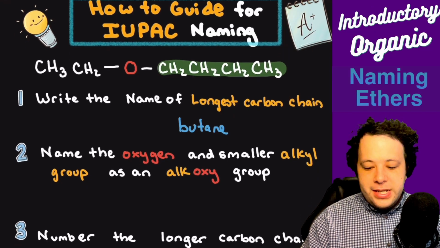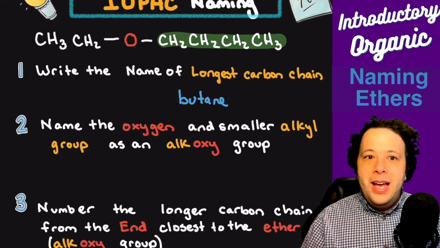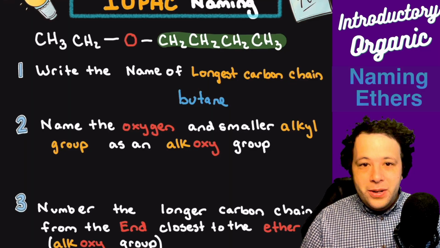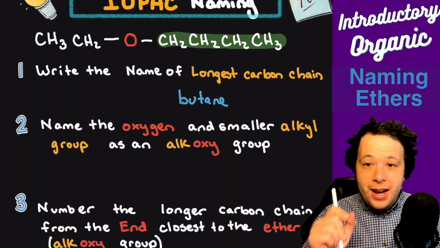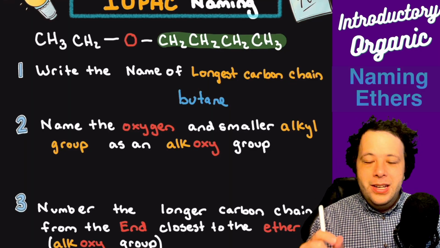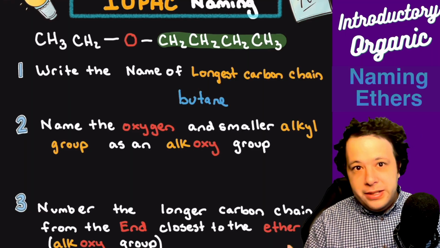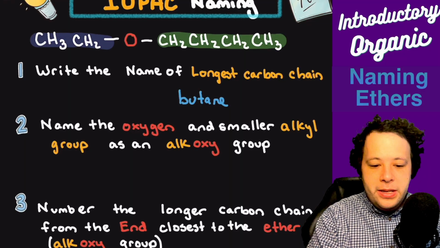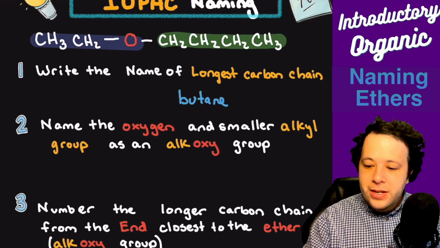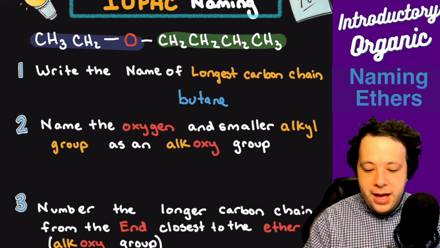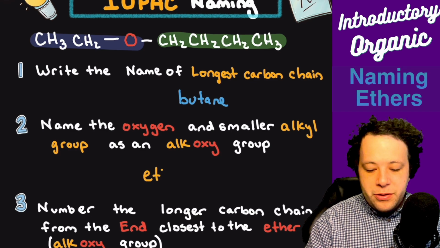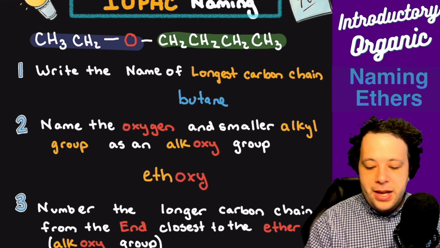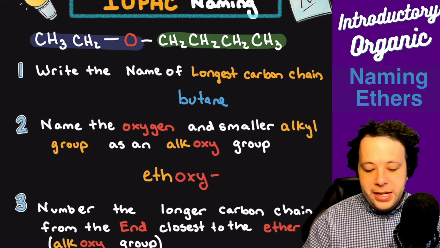Okay, so the next step says name the oxygen and the smaller alkyl group as an alkoxy group. What does that mean? It's combining the oxy suffix for the ether and whatever the alkane name is. In this case, we're naming the specific side that's on the left. It's two carbons, so the eth is going to be the portion that's referring to the alkane, and then we're going to end that with oxy. So ethoxy is going to be the beginning of the name.